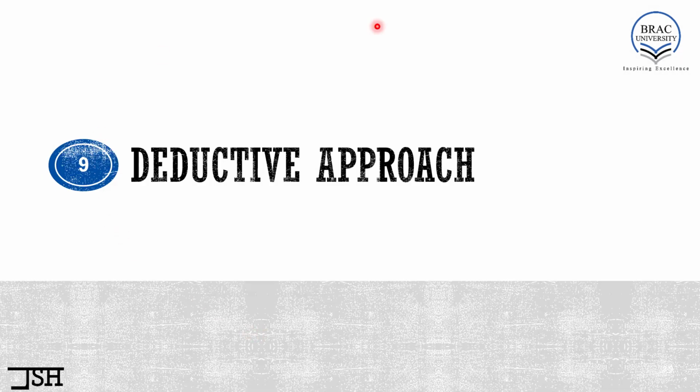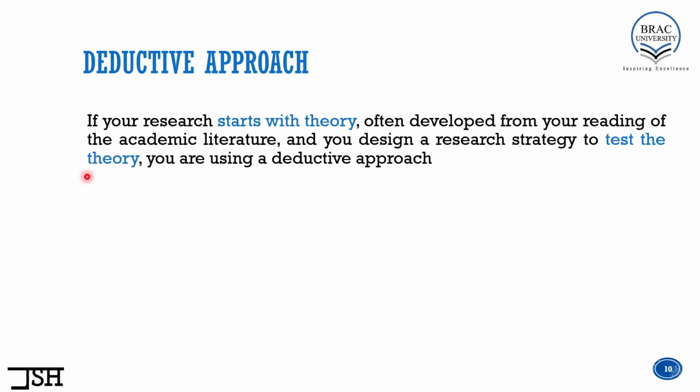All right. Let's confuse you first with the bookish, boring definition. So here it goes. If your research starts with theory, often developed from your reading of the academic literature, and you design a research strategy to test that theory, you are using a deductive approach. Again, it's very difficult, it's very confusing. I know that. Do not worry, I'm explaining it very soon. Just look at these blue marked portions. The first point: the research starts with a theory. And the second point is, in this research, we want to test that theory. So again, our research starts with the theory, and by doing our research, we want to test that theory.